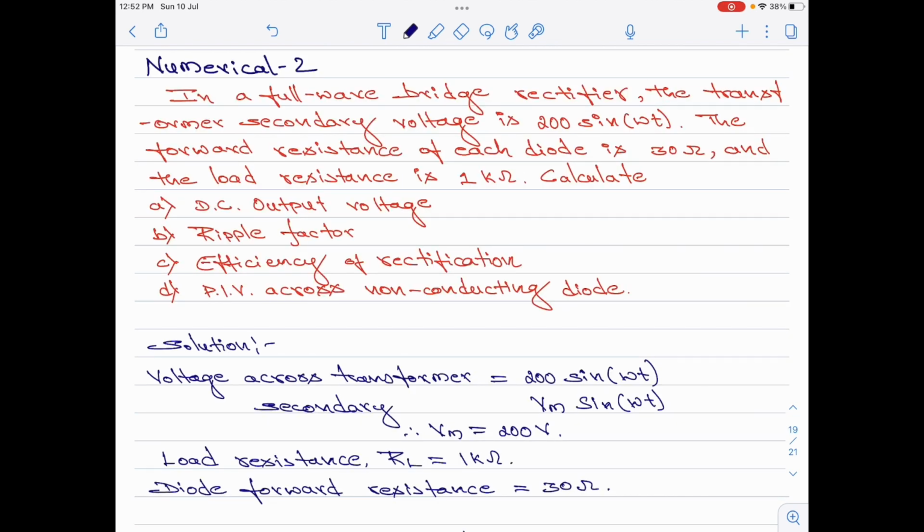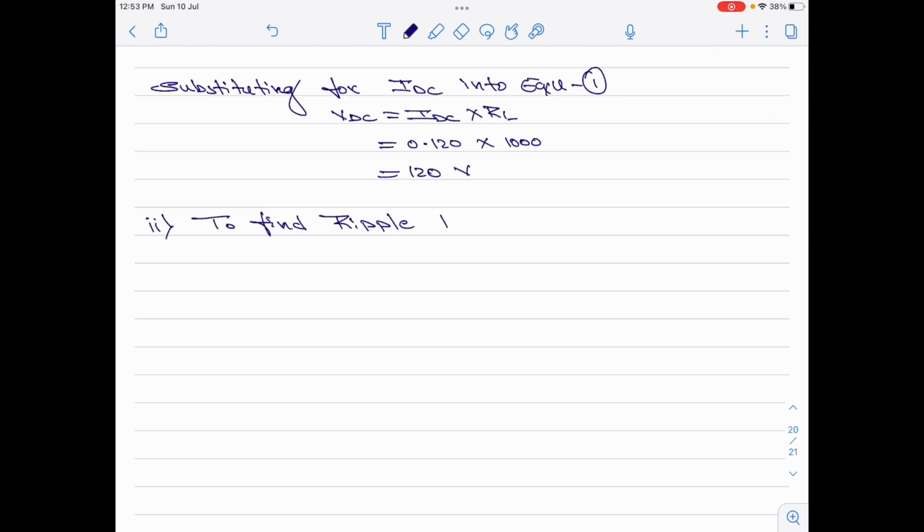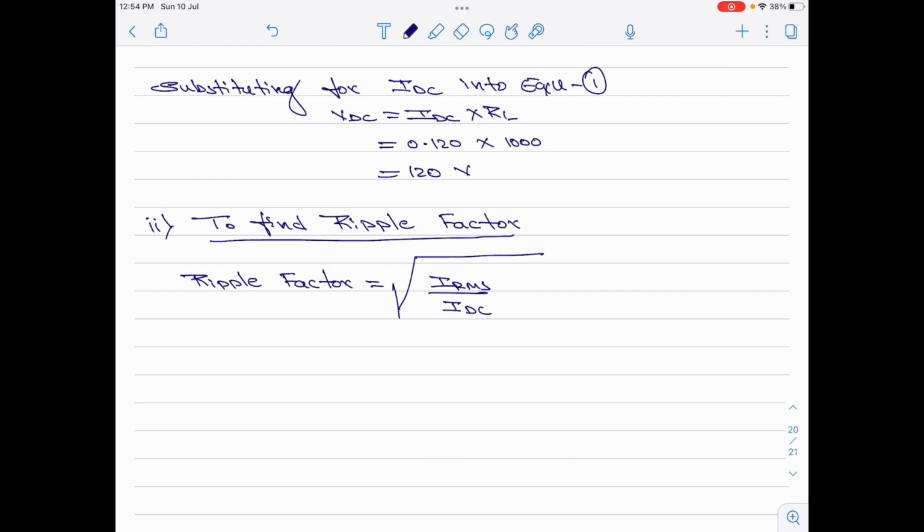The part B of the numerical is to find the ripple factor. This is once again a very easy question because the ripple factor for a full bridge rectifier is 0.4836 and is a constant. However, I will demonstrate how this value is obtained using mathematical analysis. The equation for ripple factor is given by square root of (IRMS divided by IDC) whole square minus 1.